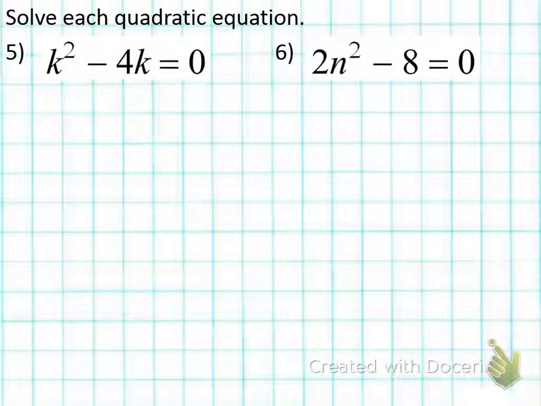Okay, solve each quadratic equation. K squared minus 4k is equal to 0.